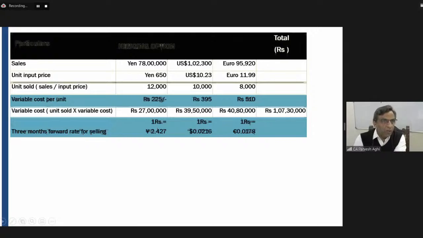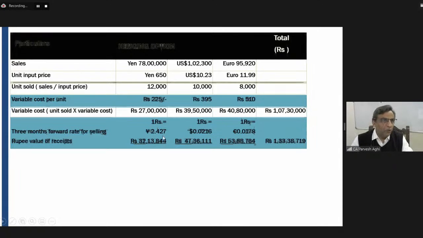Now, the 3-month forward rate. The forward rate is what we are using for taking a forward cover. So the rates are given to you, and we'll take the selling rate, which is 1 rupee is equal to 2.427. I'll show you the full quotation very shortly. And 1 rupee is equal to $0.0216. So these are indirect quotes which are given to you: 1 rupee is equal to so many euros.